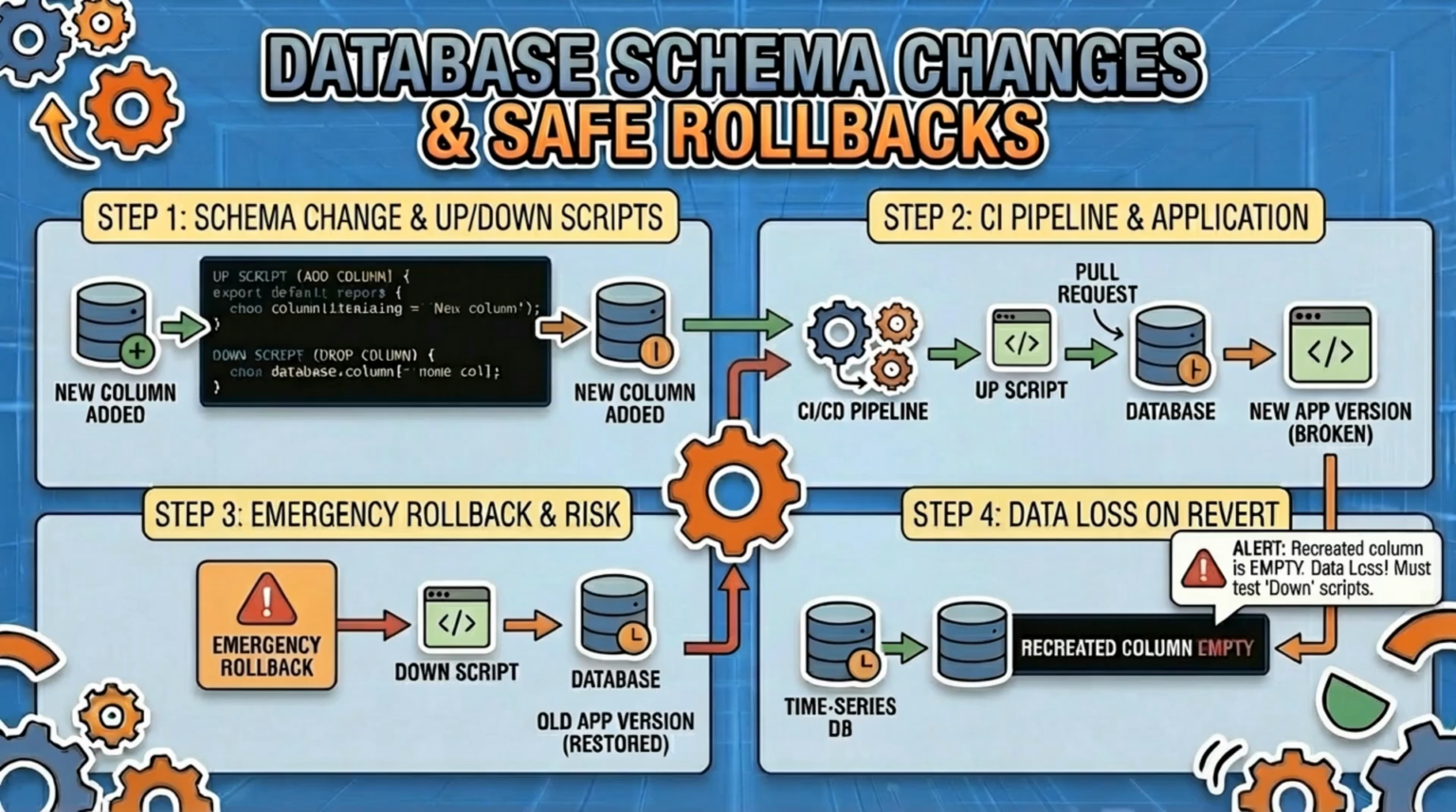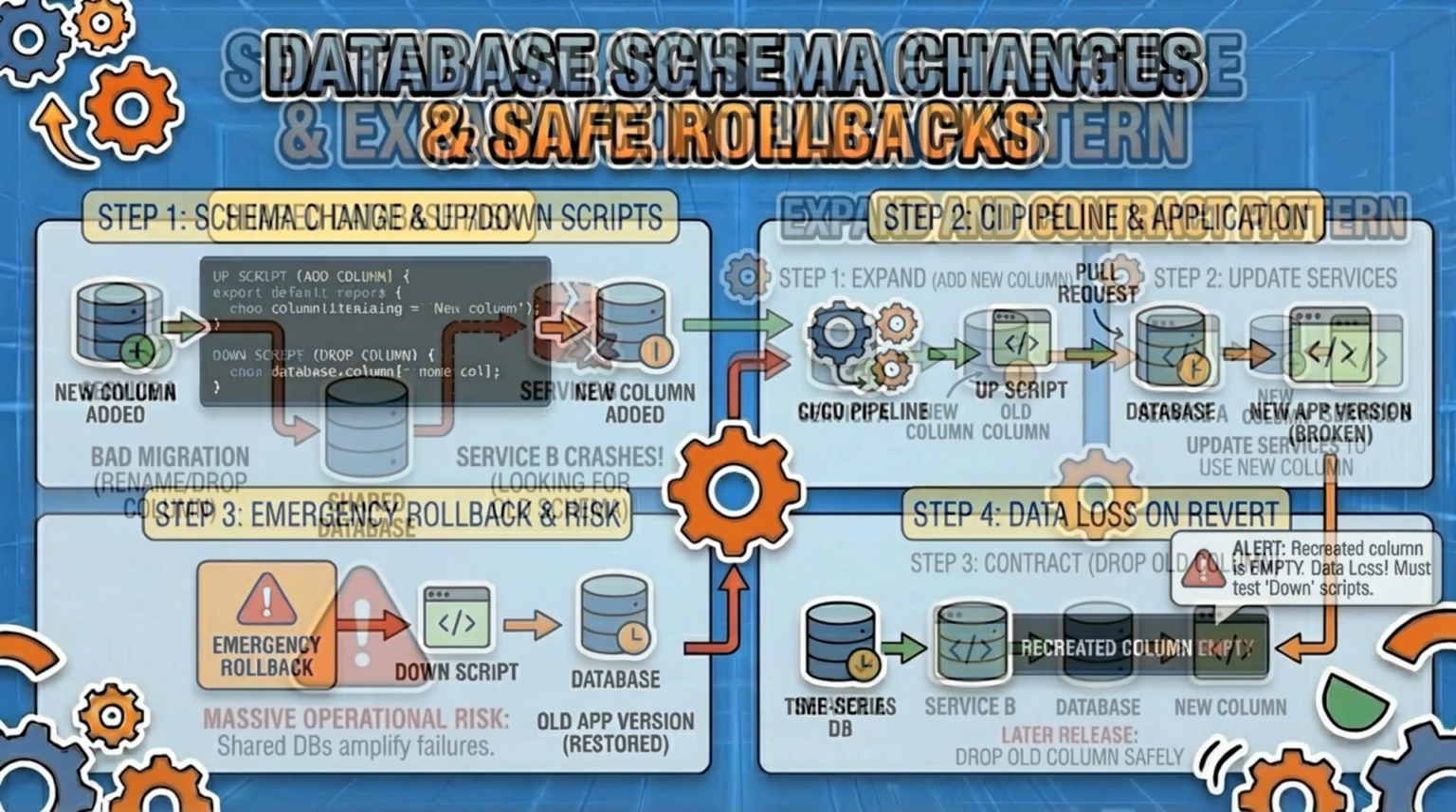In a mature pipeline, database migrations are version-controlled text files. Standard tools use an up script to apply the change and a down script to undo it. These are applied in CI pipelines on every pull request. But here is the massive operational risk. Most engineering teams only test the up script. If an up migration drops a column, running the down script during an emergency production rollback will recreate that column, but it will be empty.